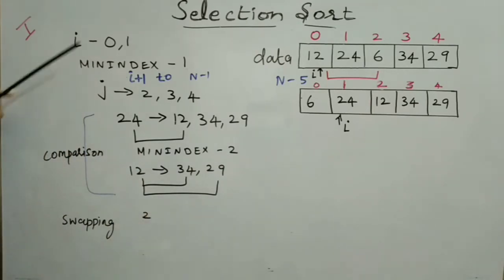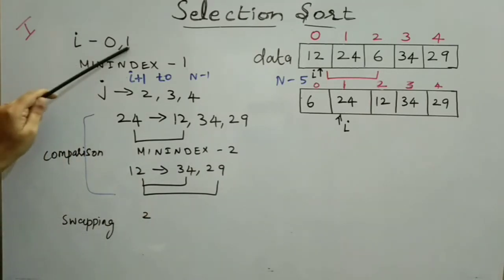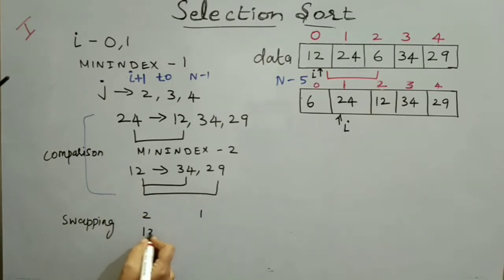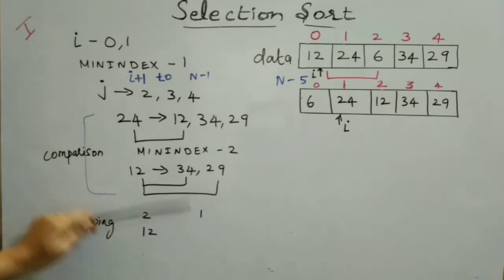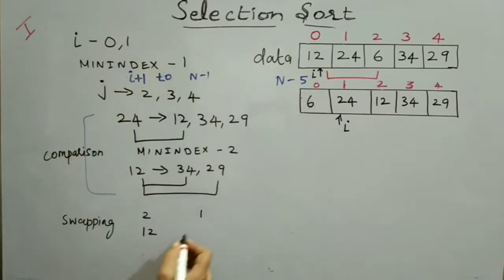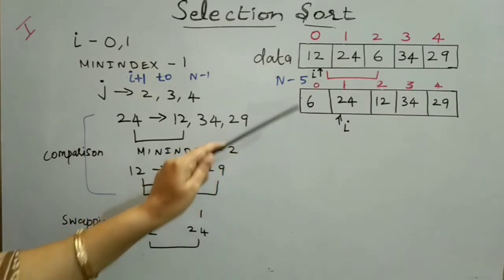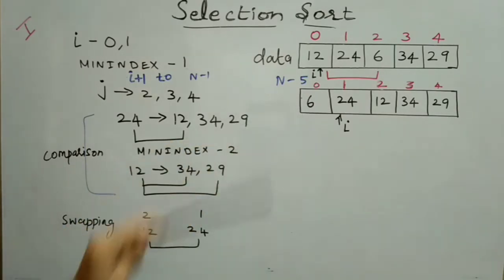And then the other index position is 1, that is the position of i. What is the element in the minimum index position 2? That is 12. What is the element in index position 1? That is 24. And then 24 and 12 are swapped. So if we apply the swapping procedure, the data array will be redrawn like this.